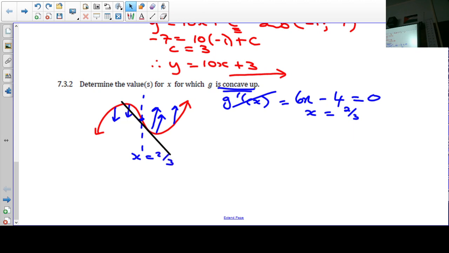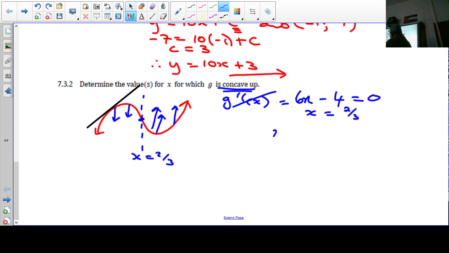However, when I come to this part here, the curve is below, so it's concave down there. And if you look at the graph on this side, the curve is also below, so it's concave down. So to answer the question, where is it concave up? It's concave up for x greater than 2/3.